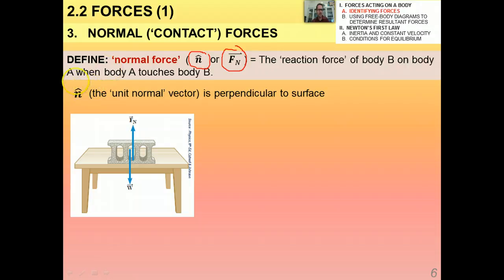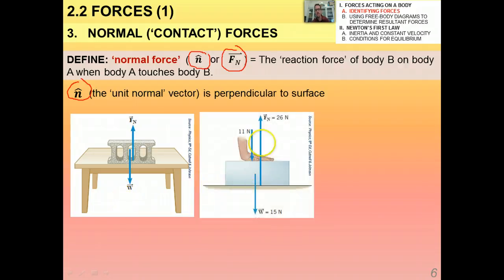So n hat is the unit normal vector that's perpendicular to a surface. For example, you have a cinder block on a table. There's a weight acting downwards of the cinder block. If the cinder block is not accelerating in the frame of reference of the table, there must be an equal and opposite force acting upwards. Well, that's the normal force.